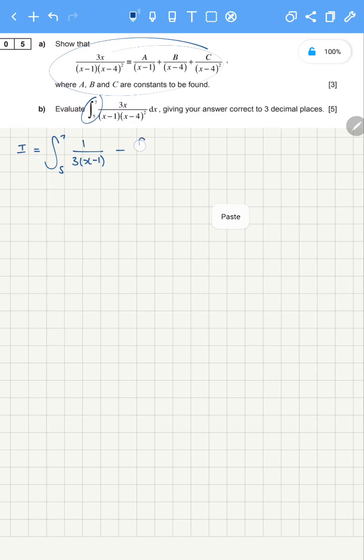minus the integral from 7 to 5. And again, b was a third, so 1 over 3x minus 4, plus the integral from 7 to 5. And c was 4, so 4 over x minus 4 squared. And I'm going to stop there, and I'm going to put the dx. I should have put the dx after every single one of these. Sorry, I didn't. Bad maths.